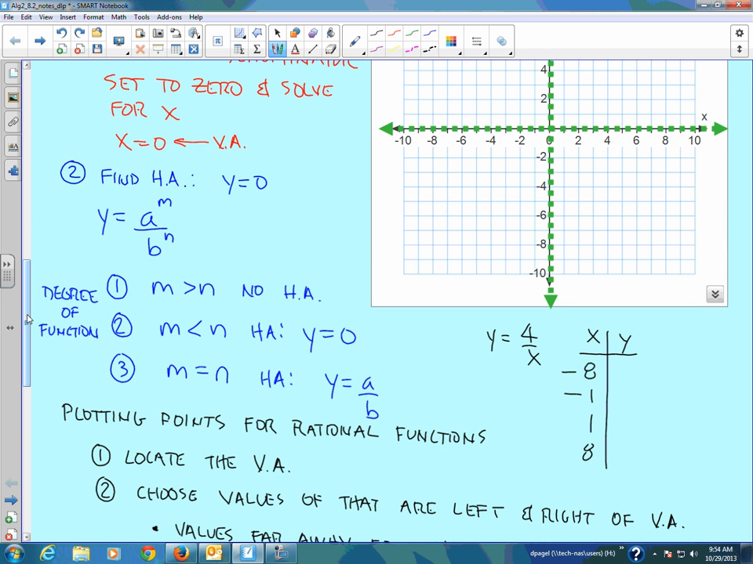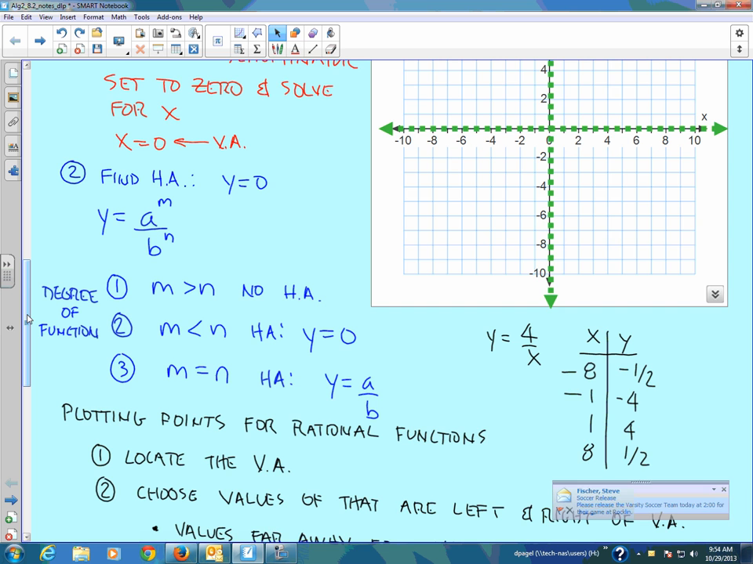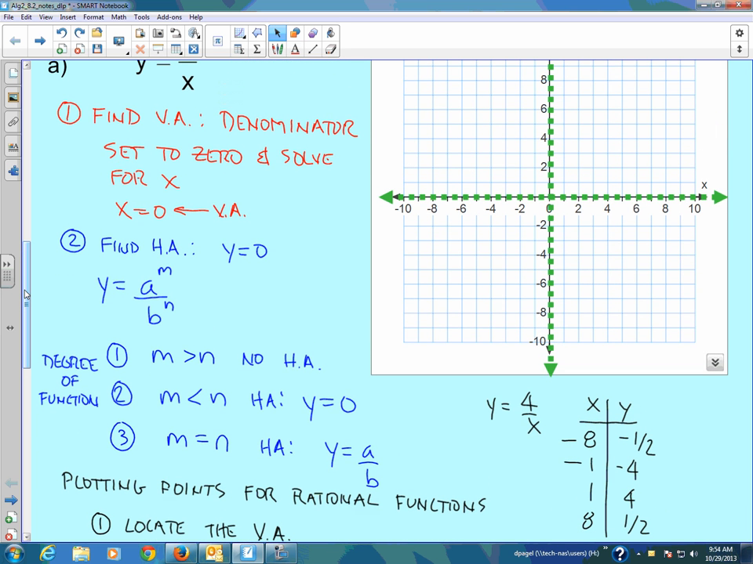We plug them in. -8: 4 over -8 is -1/2. Plug -1 in, -4. +1 in, +4. +8, 1/2. Those then become my coordinates that I'm going to plot on my graph. So -8, -1/2. There's -8, -1/2. -1, -4. +1, +4. +8, +1/2.